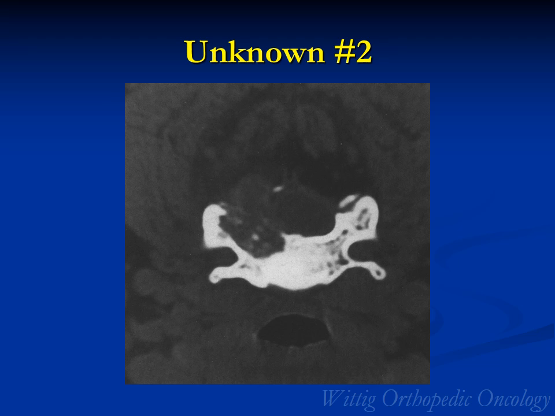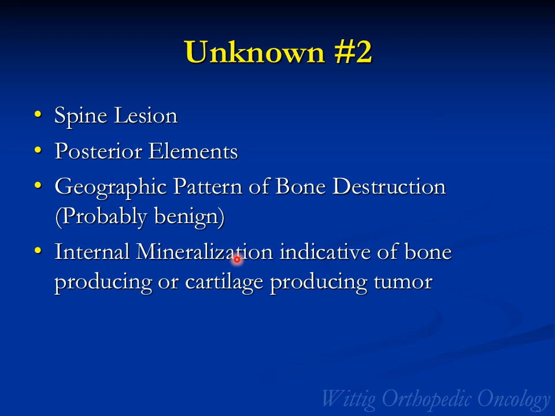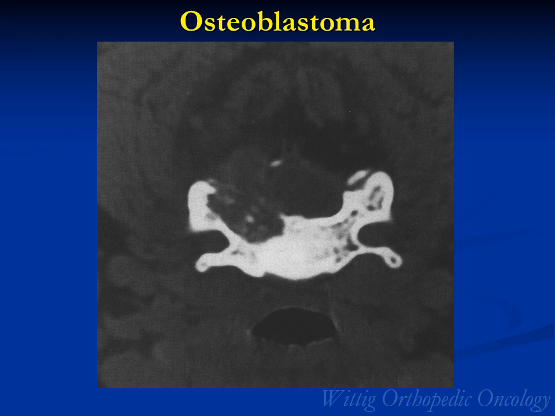Here's unknown number 2. This is a vertebral body. The lesion is located right here. It does have some calcifications within it. It's a spine lesion in the posterior elements, with a geographic pattern of bone destruction, probably benign. Internal mineralization is indicative of a bone-producing or cartilage-producing tumor. This is an osteoblastoma. 50% of osteoblastomas occur in the posterior elements of the spine.